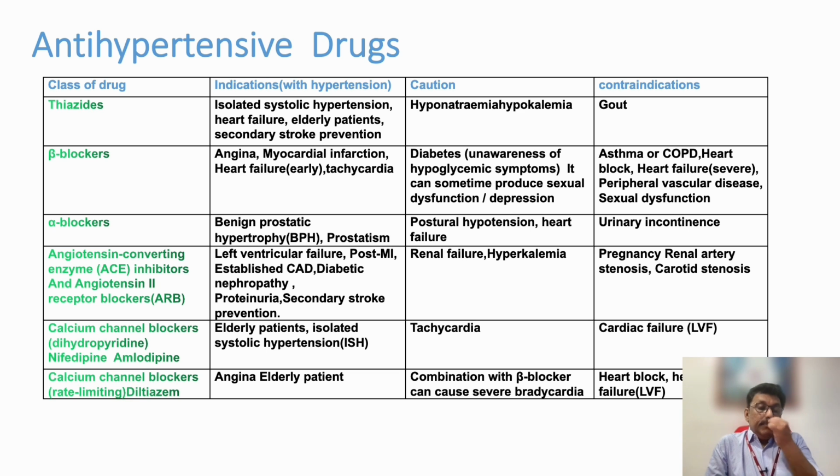So there are some differences between two different types of calcium channel blockers: nifedipine and amlodipine, one group; diltiazem, another group. Nifedipine and amlodipine increase the heart rate, whereas diltiazem, you know, decreases the heart rate. So when there is a tachycardia or supraventricular tachycardia or any other arrhythmia, diltiazem will be the choice of drug. But if there is no other problem, you can give nifedipine or amlodipine.